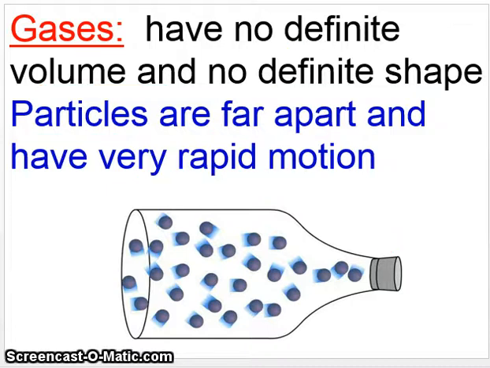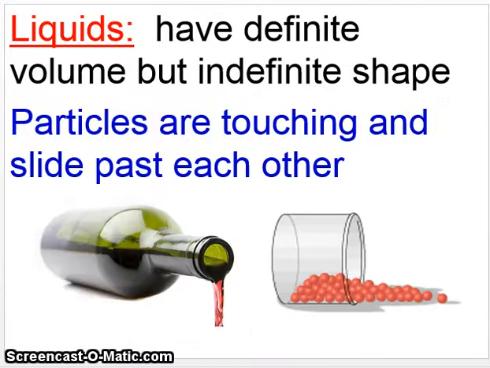In the case of liquids, liquids have definite volume, but indefinite shape. So you can measure the volume of a liquid. In fact, you can pour it into a container and then measure how much of that you have. But if you tip the container over, the liquid pours out. It does not keep its shape. That's why it has an indefinite shape. The shape is different if you turn the container sideways.